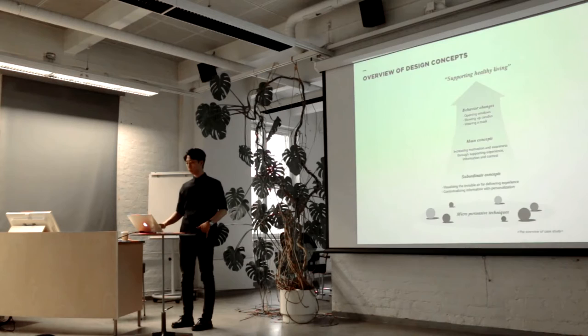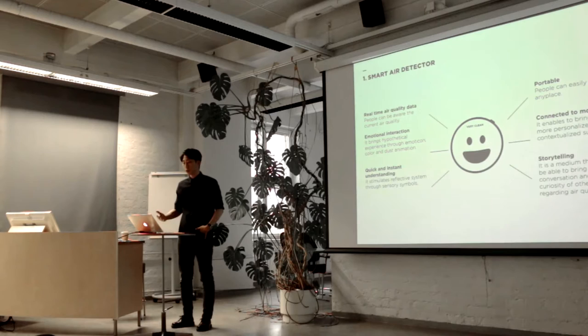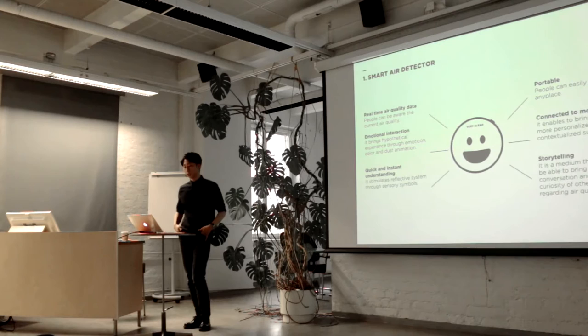So basically, it measures the air quality and it shows the current status. The smart air detector is a device measuring real-time air quality, and it brings emotional interactions by bringing the hypothetical experience through the emoticon colors and the dust animation. And it also brings a quick and instant understanding. It stimulates the reflective system of humans that I mentioned before through these sensory symbols, so people can easily understand and get the idea.